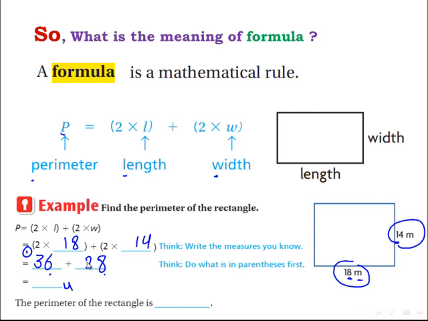4 plus 2, 6. Great job. So 64. 64 what? According to its unit. Yes, meters. So 64 meters. It's the perimeter of this rectangle.